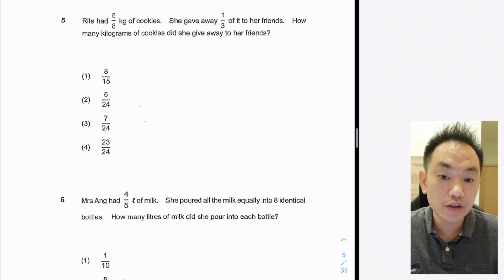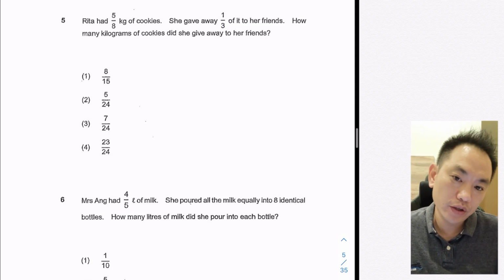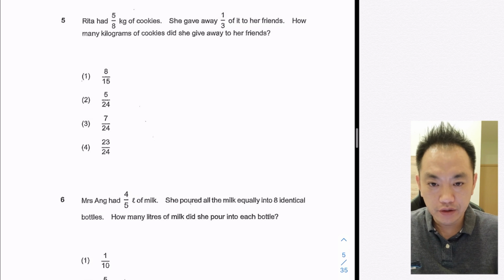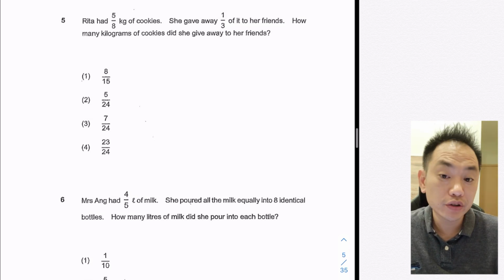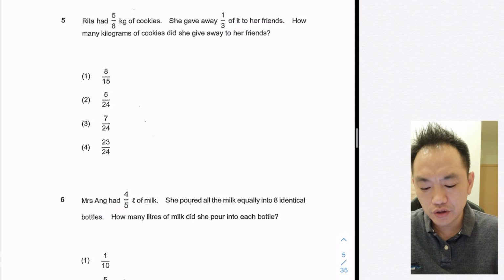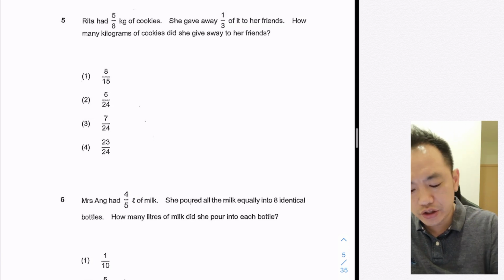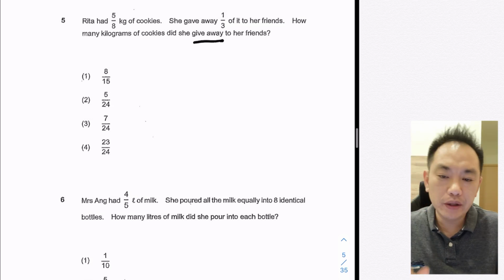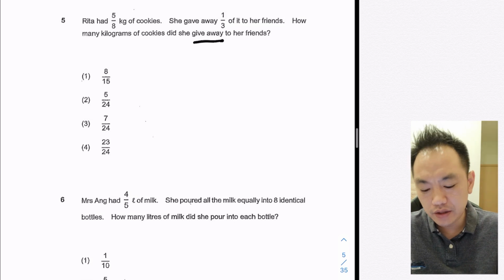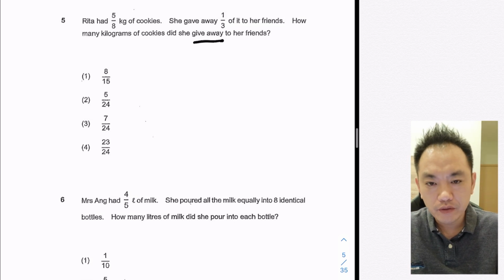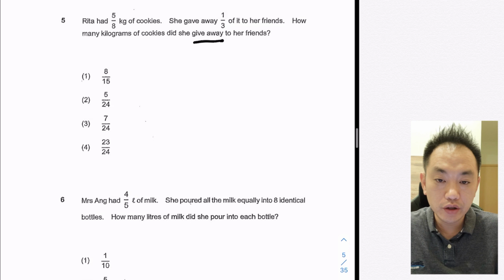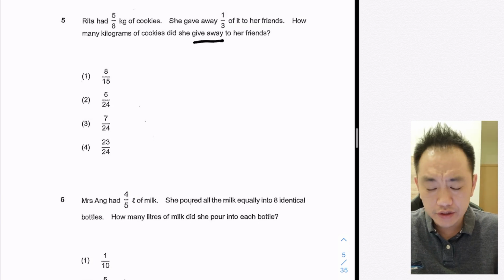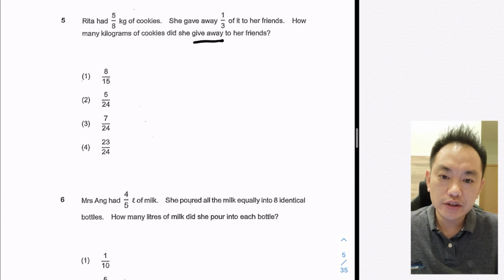Okay, she didn't give 1/3 kilo away. She gave 1/3 away. Which means for every 3 portions, she gives 1 portion away. So she gives 1/3 of the total cookies away. So they want to find out how many kilograms of cookies she gave away. Okay, so you need to pay attention to the question. Is the question asking about how many kilograms of cookies are left, or how many kilograms of cookies she gave away? In this case, the question is asking about the cookies being given away.